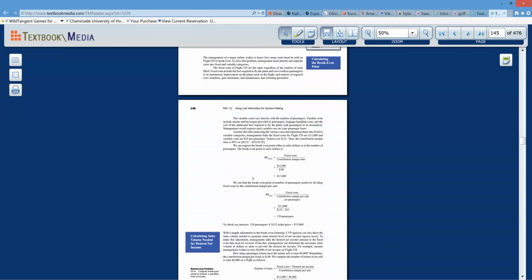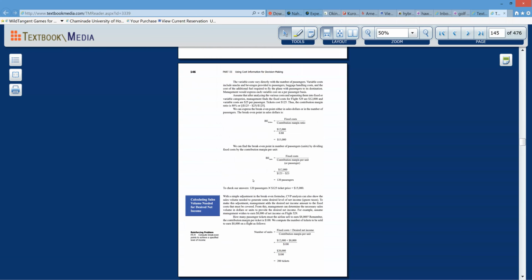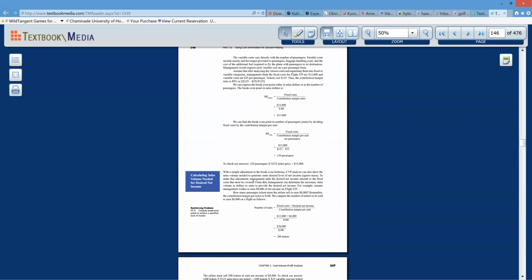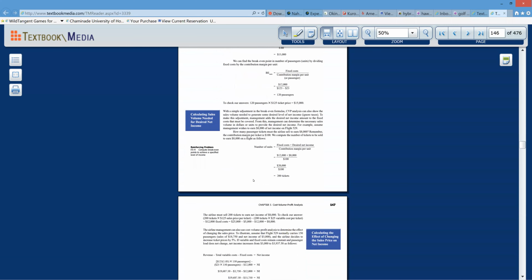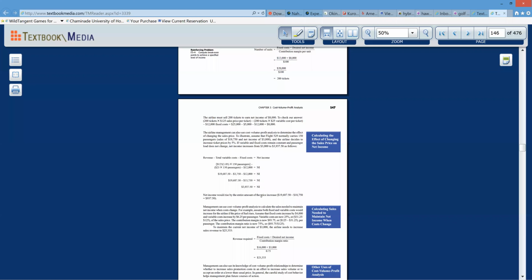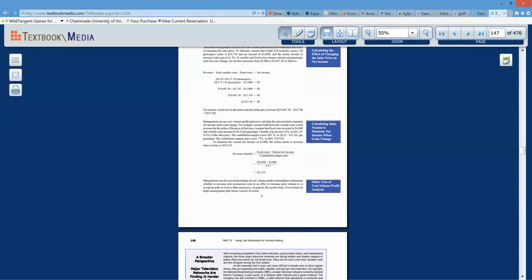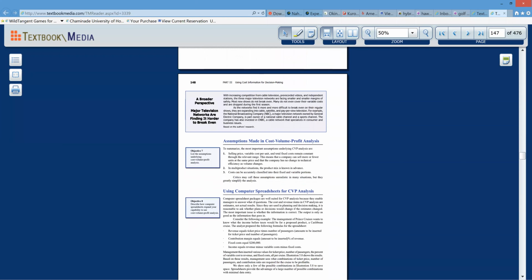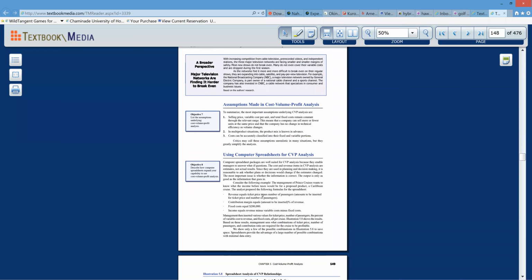The next part of this is an illustration again of calculating break-even points. Again, we'll talk about those when we look at the homework assignments.